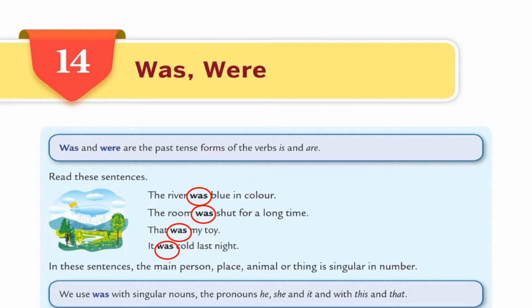Why? Because in all these sentences you can see that the main person, place, animal or thing is singular in number. You can see river, room, toy, night. All these are singular. For the singular nouns we are using was in the past tense. So we use was with singular nouns, the pronouns he, she and it, and with this and that.